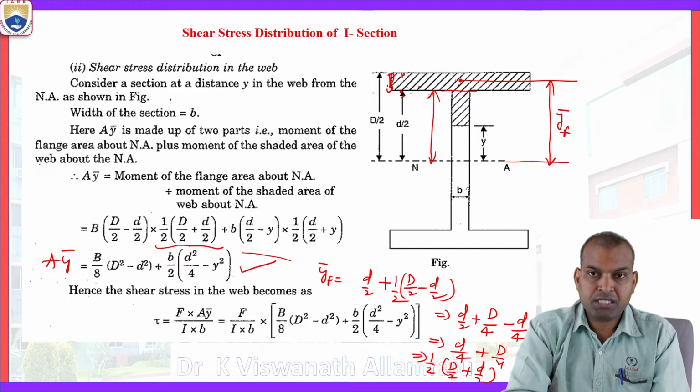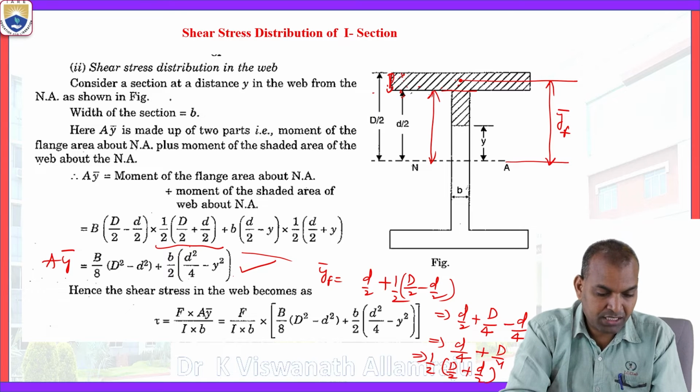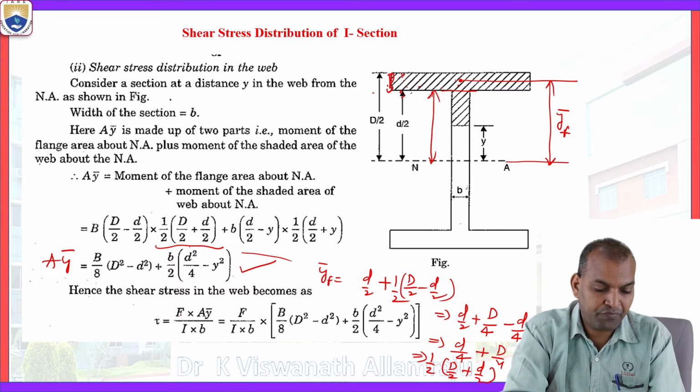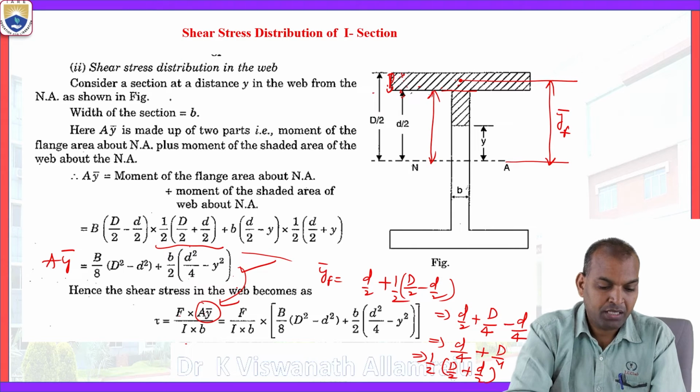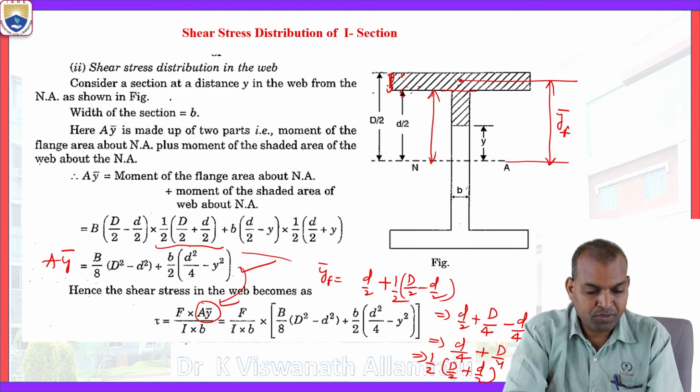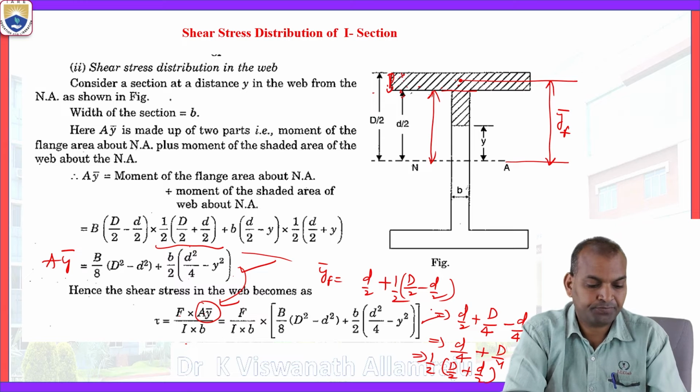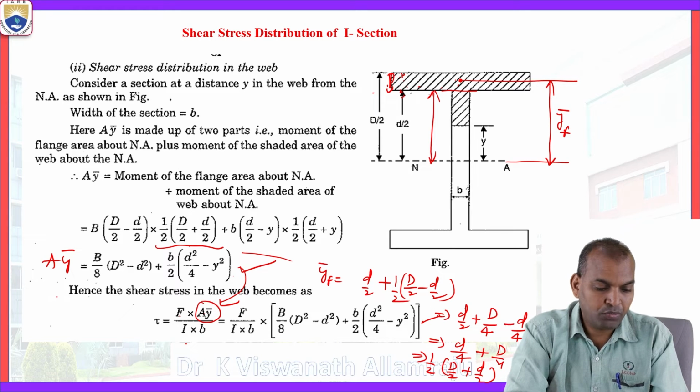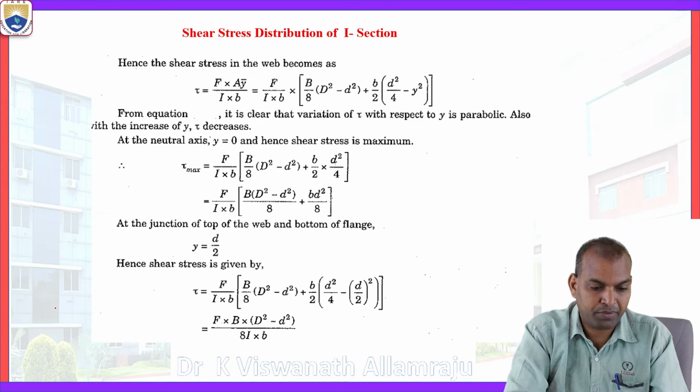Hence, the shear stress in the web becomes, substituting here, F A y bar by I b. This A y bar is this value. Then F by I b times A y bar, B by 8 times capital D square minus small d square plus b by 2 times d square by 4 minus y square. Now, this is the shear stress variation in the web, the equation of the web.